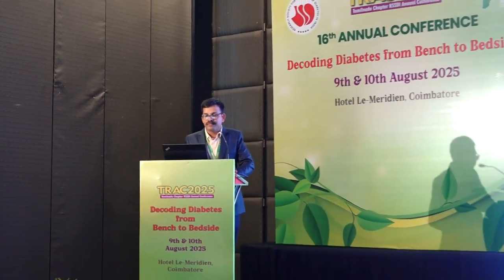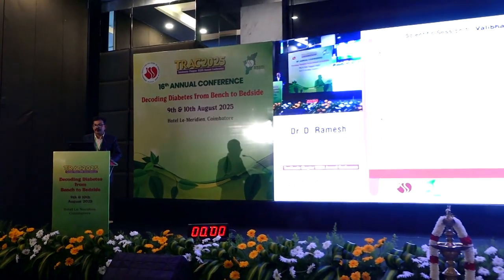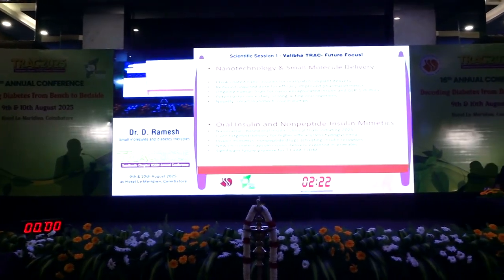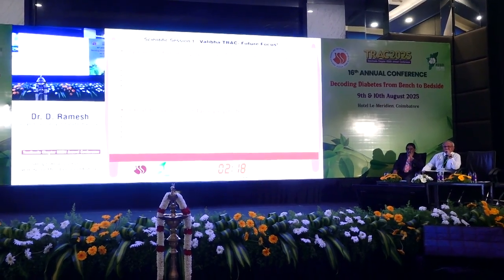A newer therapy is smart nanotech insulin pumps, and another is oral insulin and non-peptide insulin mimetics, which is a nanocarrier-based oral insulin. Clinical trials were initiated in 2025. It is liver-targeted delivery for higher efficacy and less hypoglycemia. Insulin mimetics are non-peptide drugs activating the insulin receptors. A new chocolate capsule insulin delivery explored in primates holds significant future promise in type 1 diabetes and type 2 diabetes.